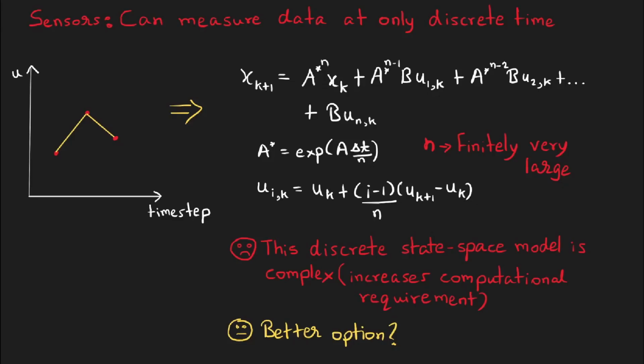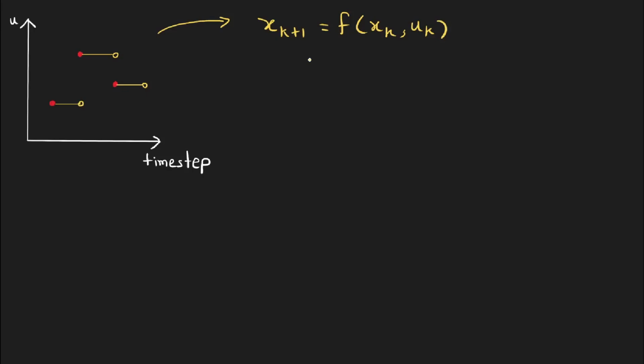To reduce this number of variables, we have an alternate solution. Assuming constant u, we get a simple discrete state-space model which is a function of just two variables, xk and uk. At the end of this video, we will derive this discrete state-space model, where it would be more clear to us. One could also assume constant u in another manner, as shown in white color line.